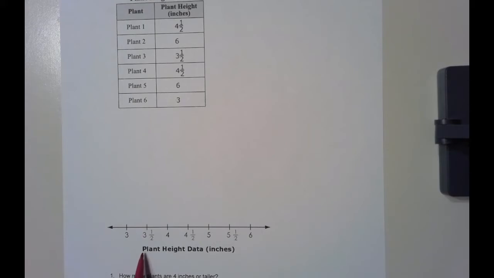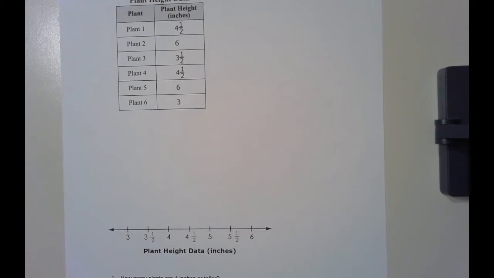And you don't have to name your line plot. You can see that it's named here as plant height data in inches. Just know that when you create line plots, just like any other graph, it's important that they have a title. But you don't have to write it down if you don't want to. Just fill in this information first.